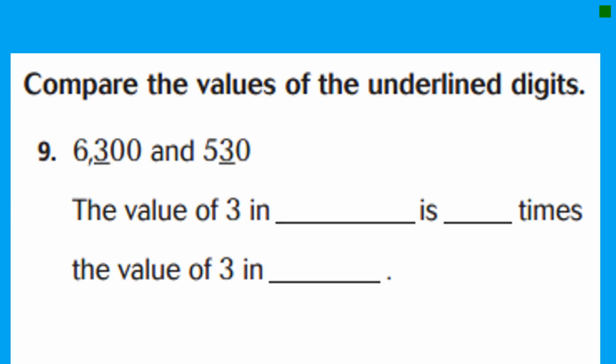Okay, boys and girls, now we are on number 9. The directions say compare the values of the underlined digits. Okay, so we're talking about values and underlined digits again. Let's see, number 9, 6,300 and 530. So we're comparing the values of the underlined digits. How much are they worth? I'm reading this now. The value of 3 in, well, let's put the first number in there.